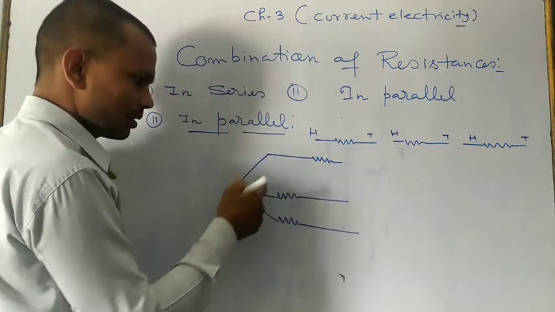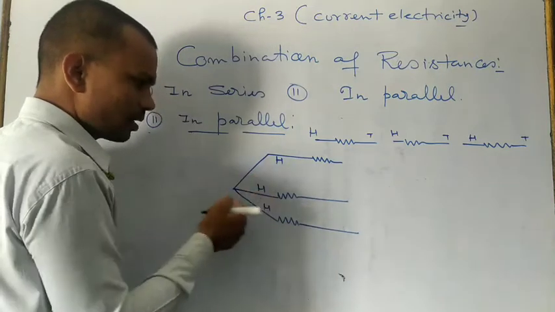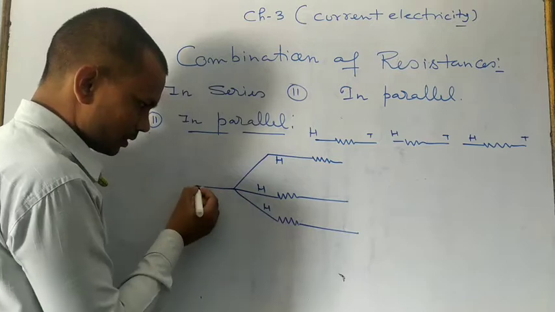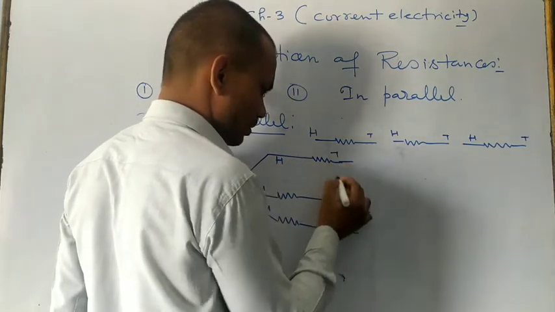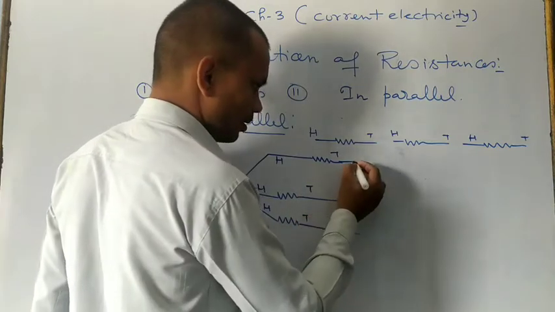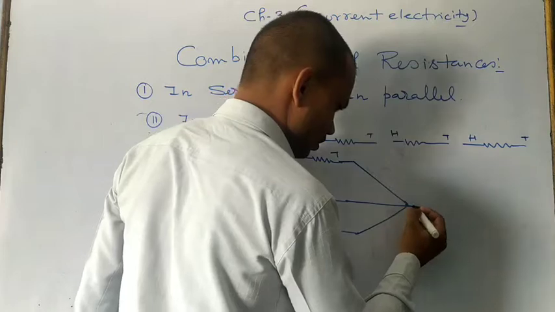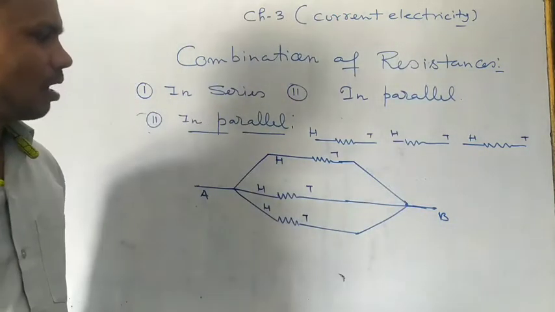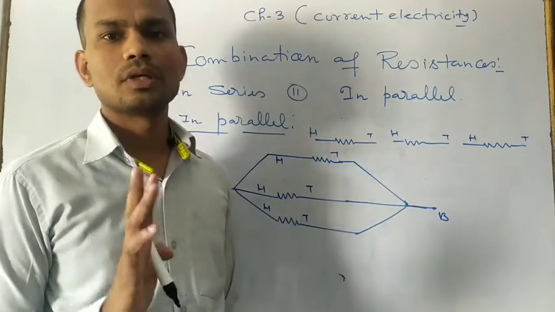Suppose this is the head, this is the head. So all the heads of the given resistances, they are connecting to only one end point. And then all the tails, this is the tail, this is the tail, and this is the tail, are connected to another end point. Means in a parallel arrangement, all the resistances are connected between only two end points.